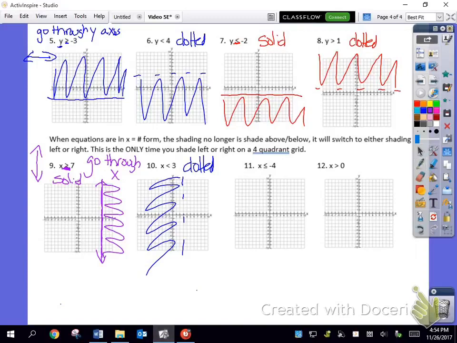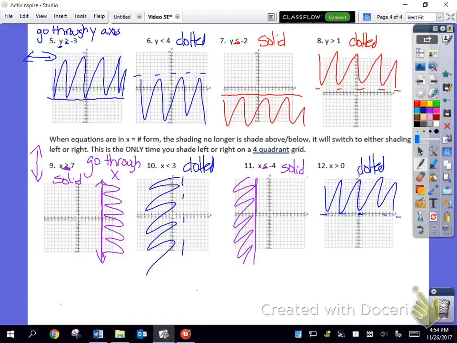I'm going to try these two, and then I'm going to check it. So less than or equal to, that's solid. So -4, it's going to go through, it's going to be a solid line. Less than, should look like that, to the left. And then x is greater than 0, so here's 0, and it's a dotted line because it doesn't have a line underneath the inequality, and it's greater.